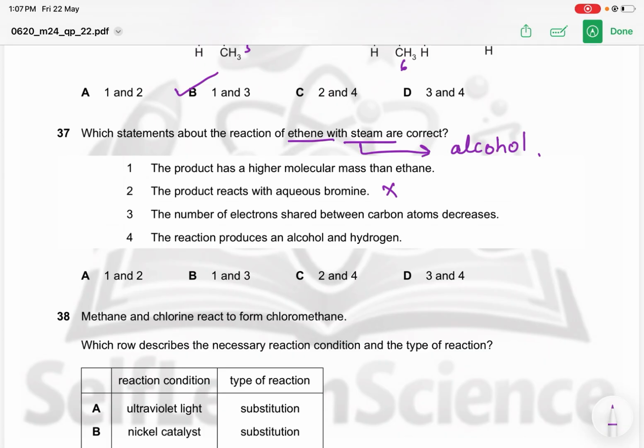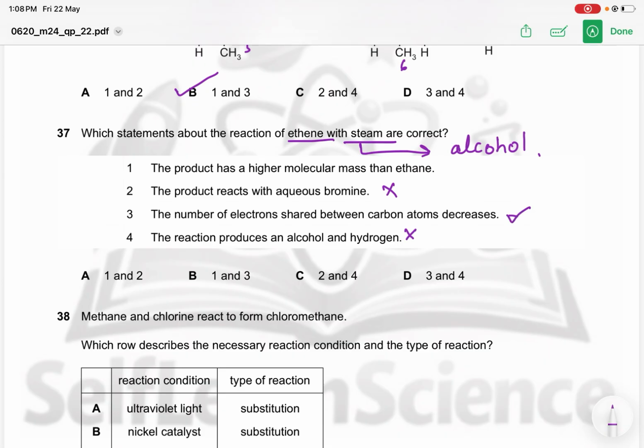The number of electrons shared between carbon atoms decreases. And the last one is the reaction produces an alcohol and hydrogen. Alcohol is the only product, hydrogen is not formed. The number of electrons shared between carbon atoms decreases. So we can say yes. Ethene is a carbon-carbon double bond. So in total there are two pairs of electrons, which is 4 electrons shared. And when it gets converted to a single bond, fewer electrons are shared.